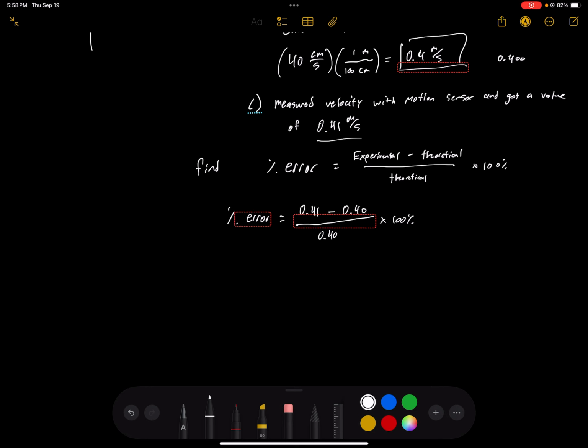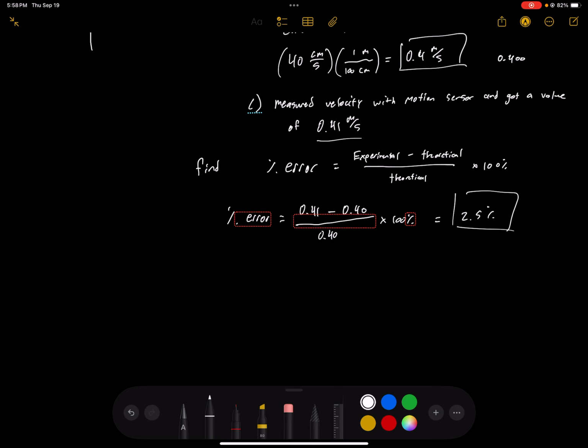So let's do this calculation real quick. Let me pull up my calculator. We got 0.41 minus 0.4. That's 0.01, divided by 0.4. I get 0.025. Times 100, because I have to express it as a percentage. I get 2.5%.